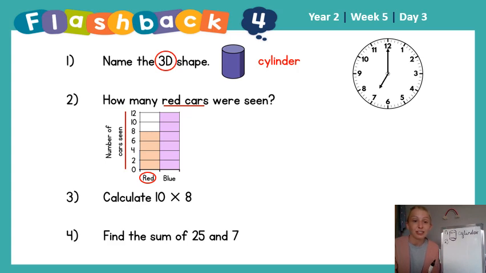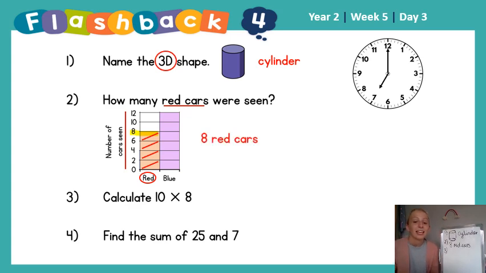Ready to count in 2s? So I've got 2, 4, 6, 8. And if I draw a line where my block diagram finishes, you can see that it reaches the number 8. So the amount of red cars is 8 red cars in total. Super duper.